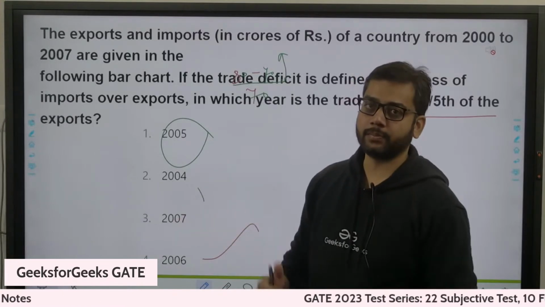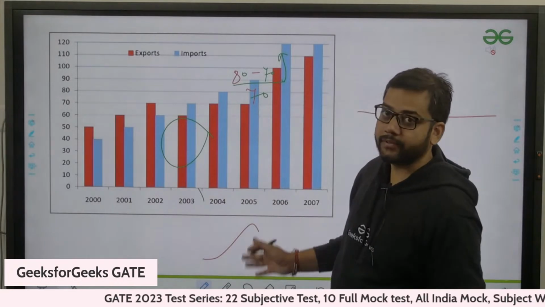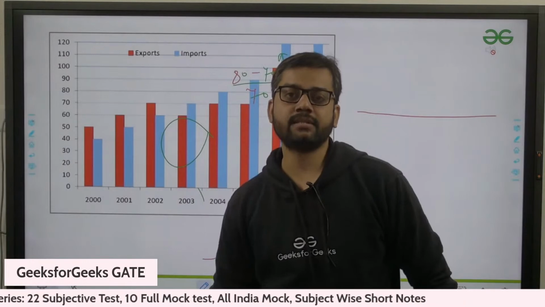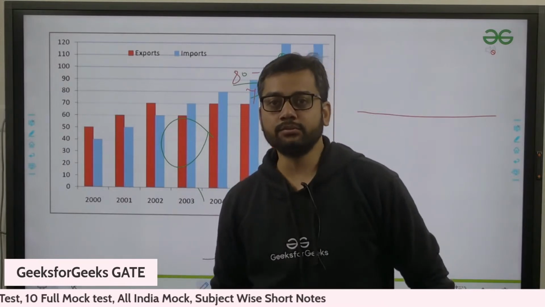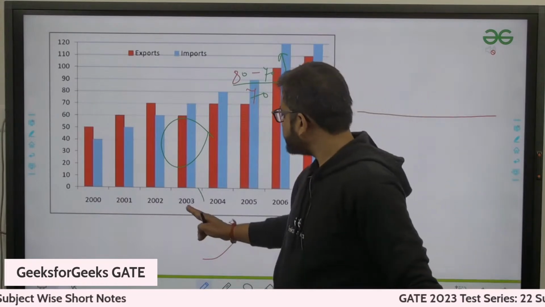Import minus export upon export into 100. Check from 2000 to 2007. Whichever one is showing 1/5 is your final answer. It's just like they want to check. They want you. Now see, most of the students wonder why I have started from here only.